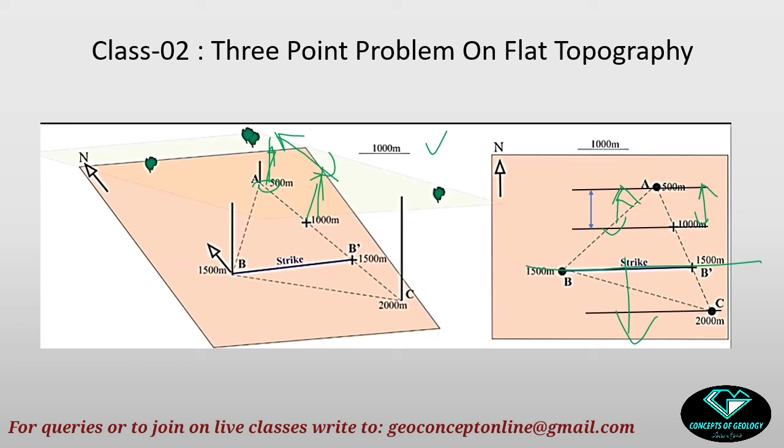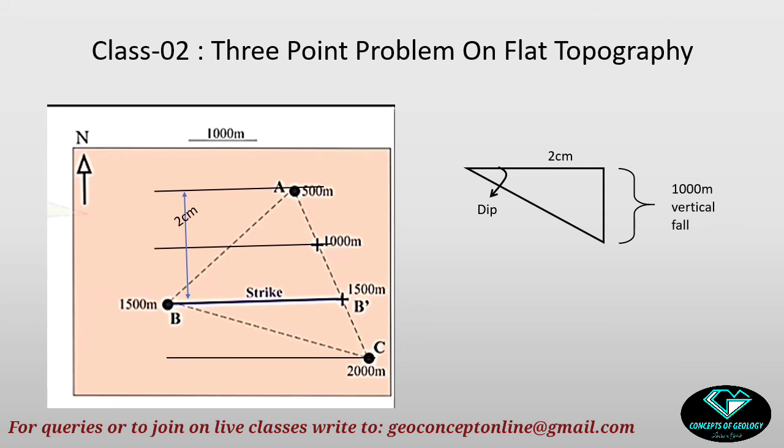Now see again through this illustration. I have drawn the 500 meter strike line here and the 1500 meter strike line here. The vertical gap between them, the vertical spacing between them, is 2 centimeter. On which plane? On the map view, on the horizontal plane. This is measured perpendicularly to the strikes, that means I am taking it in a true dip direction. I have drawn the 2 centimeter line here.